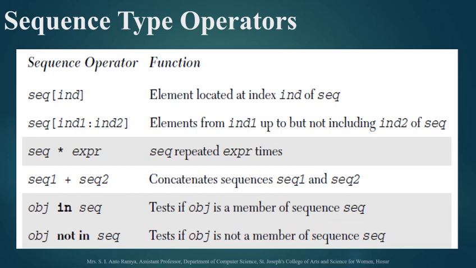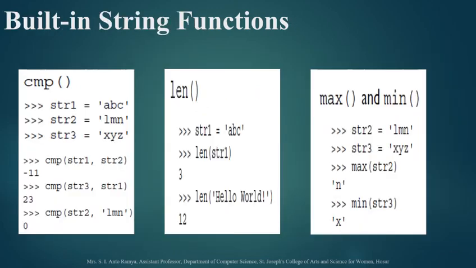Sequence into expression, so a sequence will be repeated expr number of times. Sequence 1 plus sequence 2, sequence 1 and sequence 2 will be combined together, concatenated together. Object 1 in sequence. So this we just saw, membership operators in and not in.